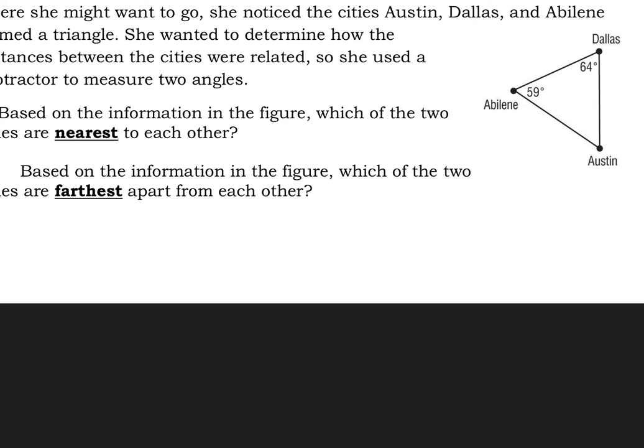The last angle. So we're going to call this angle at Austin, we're going to call it angle X. So what do all the angles in a triangle add up to? 180. All right, plus X equals 180. 59 and 64. Who can give me 59 plus 64?